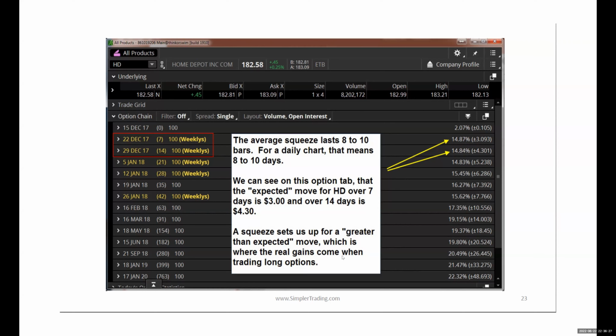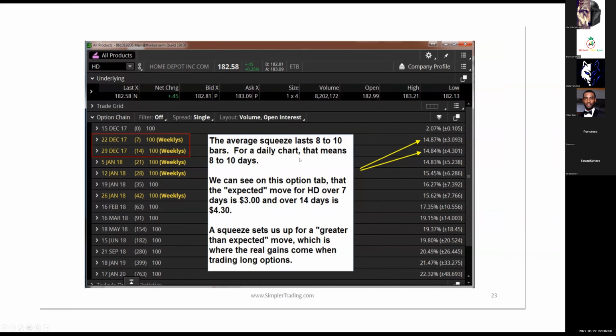So the greater than expected move that the squeeze is setting us up for would be greater than this $3 move here in 7 days and the $4.30 that's being priced in by the market makers for the 14-day strike. This is the whole idea behind it. We are looking for a greater than expected move because of how the squeeze is actually built. So let's talk about that here.